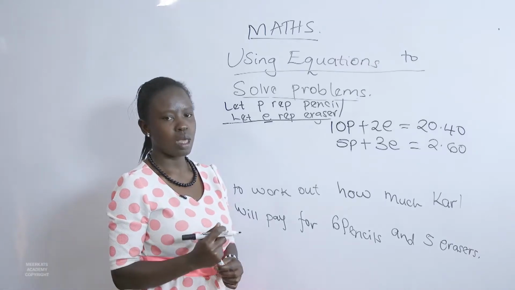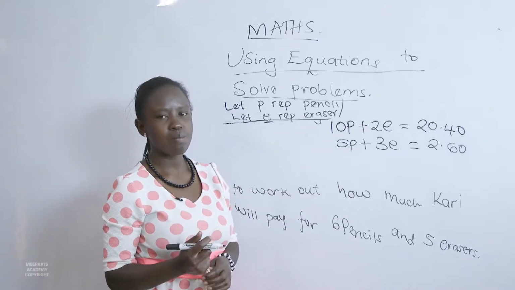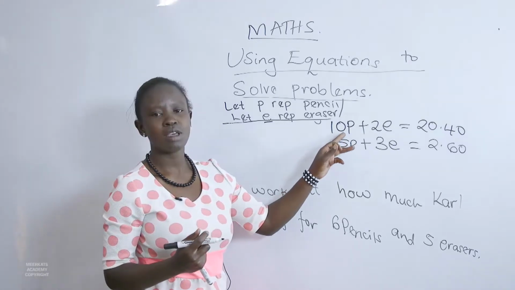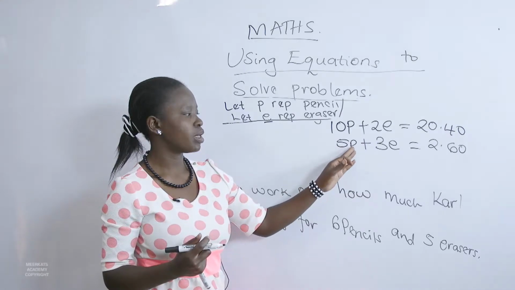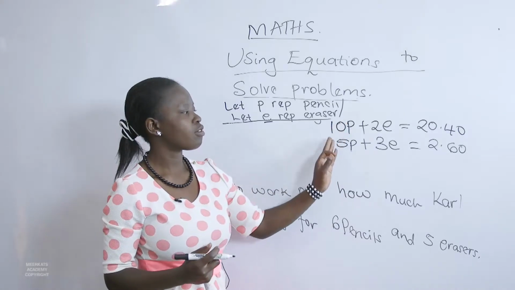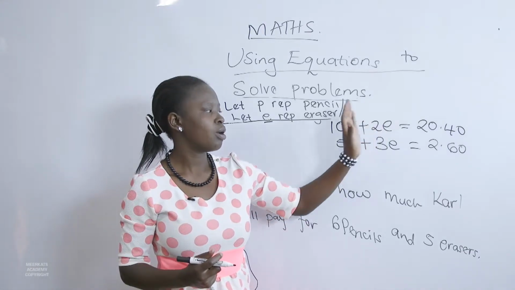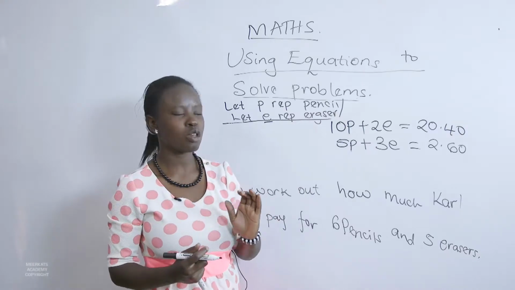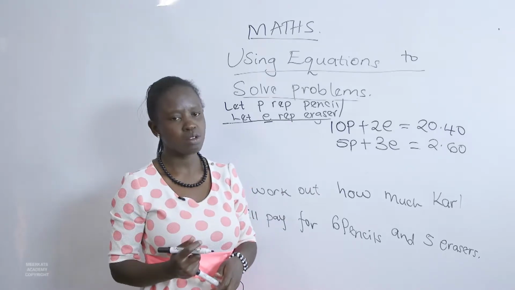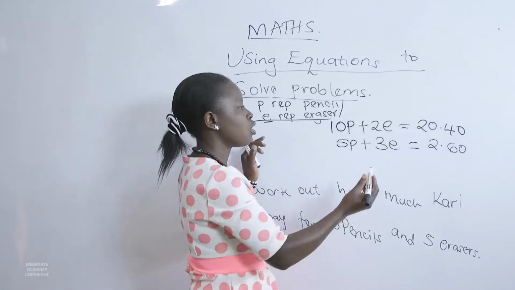What do I mean by coefficient? Coefficient is simply the number, the digit that is appearing before the pronumeral. In this case, our coefficient for P is 10. Our coefficient for P in the second equation is 5. So I need to make the coefficients of one of the pronumerals the same, either E or P. In this situation, looking at the question, it is easier for us to make the coefficient of P the same. So that will simply be obtained by multiplying the first equation by 1.